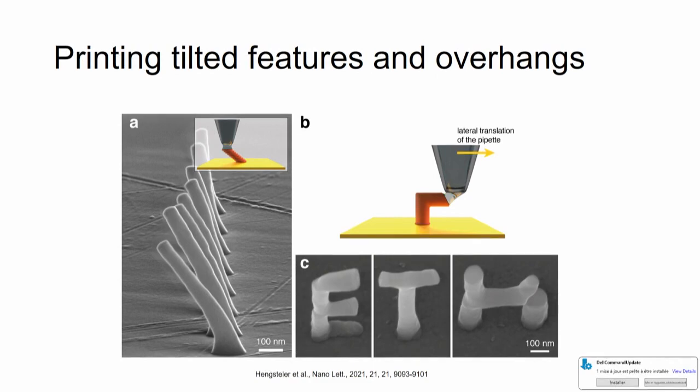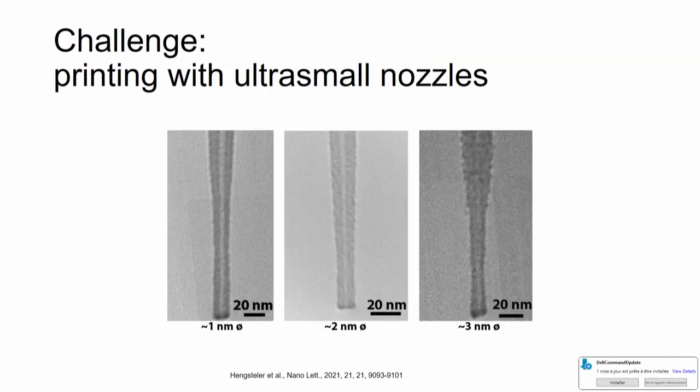You can also stack these individual layers with a small lateral shift, so you can fabricate structures that have a tilt. But also, if instead of breaking the meniscus upwards, you break the meniscus sidewise, you can fabricate structures which have these overhangs, and this is the freestanding ETH logo that we printed with about 100 nanometer dimensions.